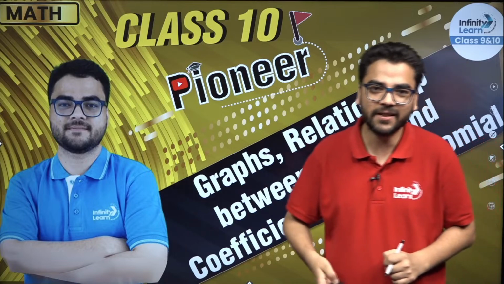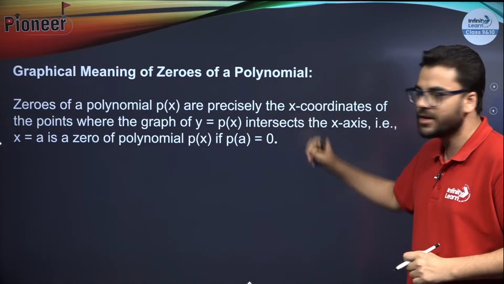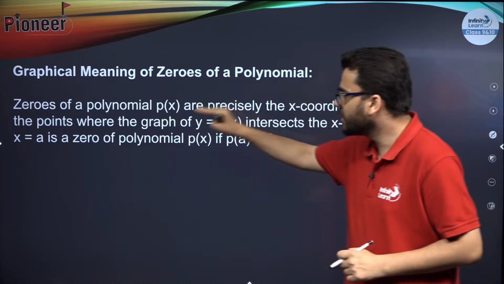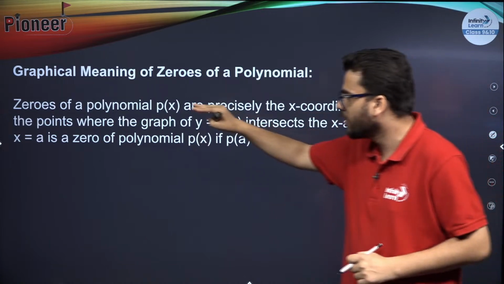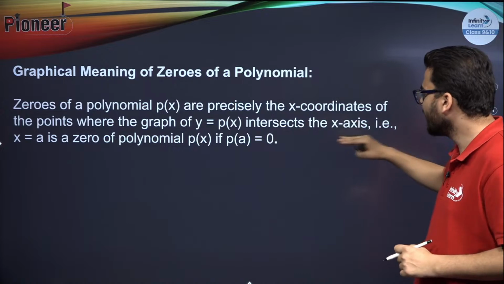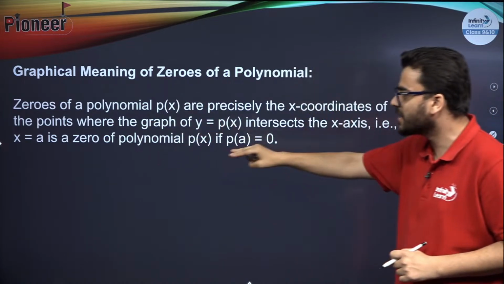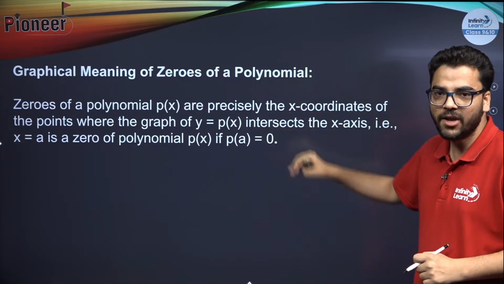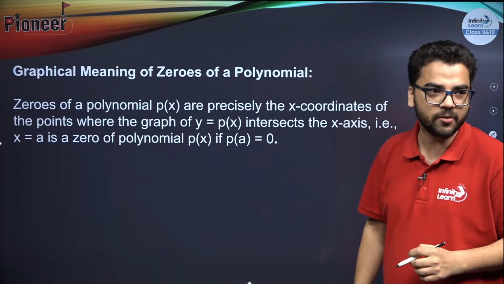Okay, so let's start with it, guys. The very first thing over here is graphical meaning of zeros of a polynomial. So zeros of a polynomial p of x are precisely the x coordinates of the points where the graph of y is equal to p of x intersects the x-axis. That is, x is equal to a is a zero of the polynomial if p of a is equal to 0.